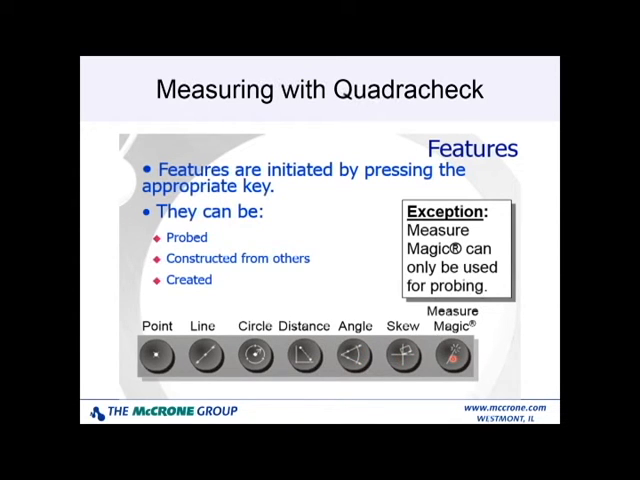There's also a feature called Measure Magic, which is interesting. You can probe a group of points, and depending on the distribution and the location of these points, Measure Magic will determine whether or not you are measuring a circle or an angle or a line. And of course, the operator can change the feature if Measure Magic gets it wrong.